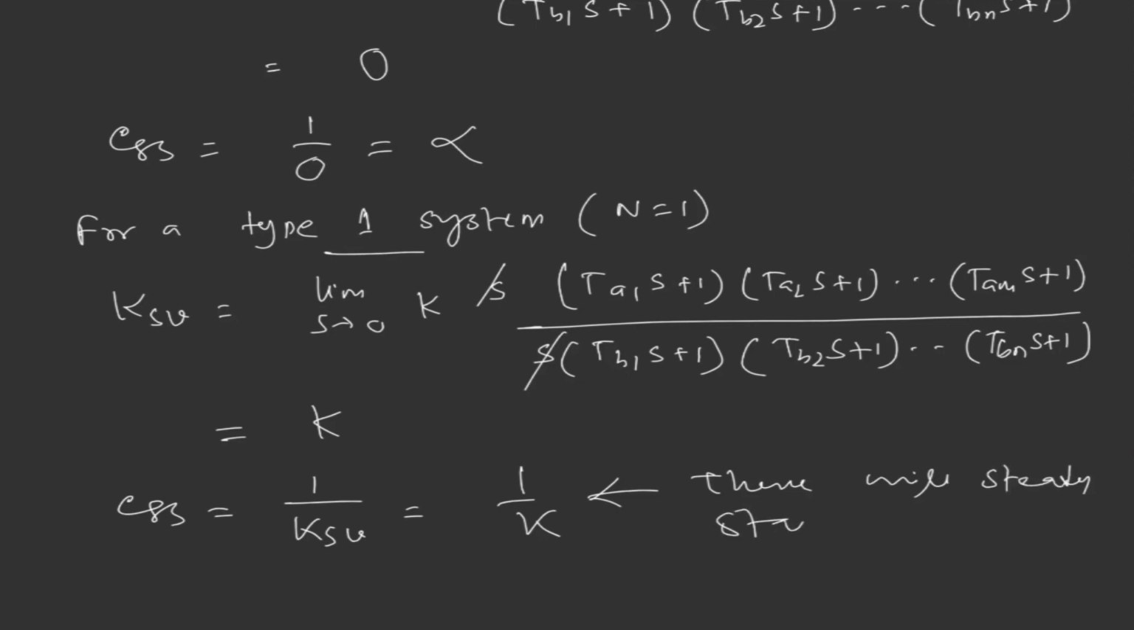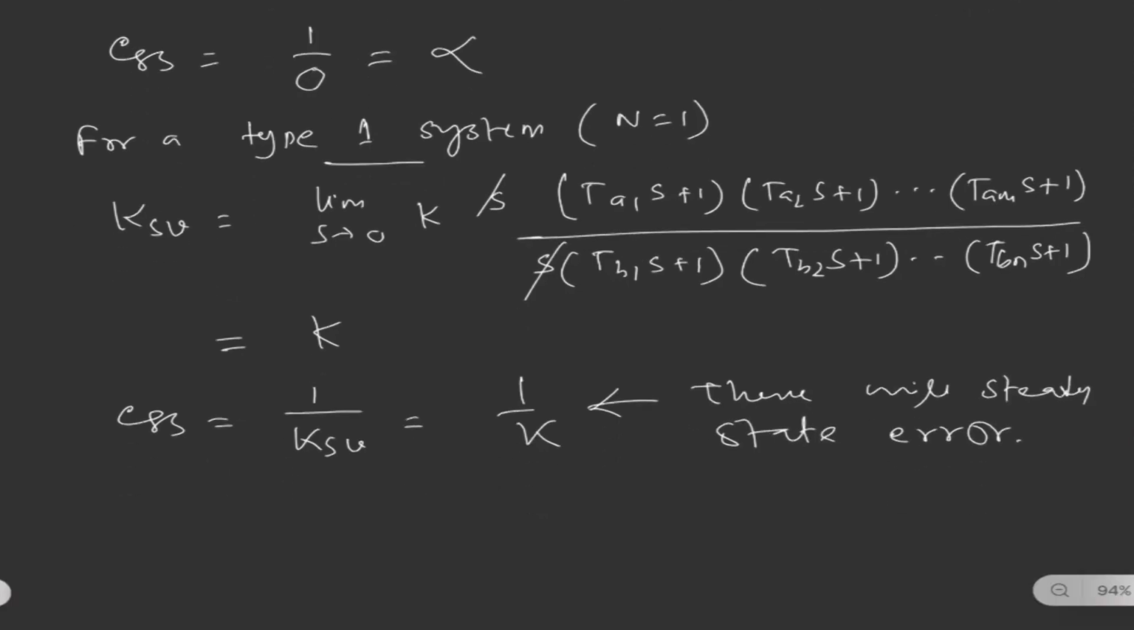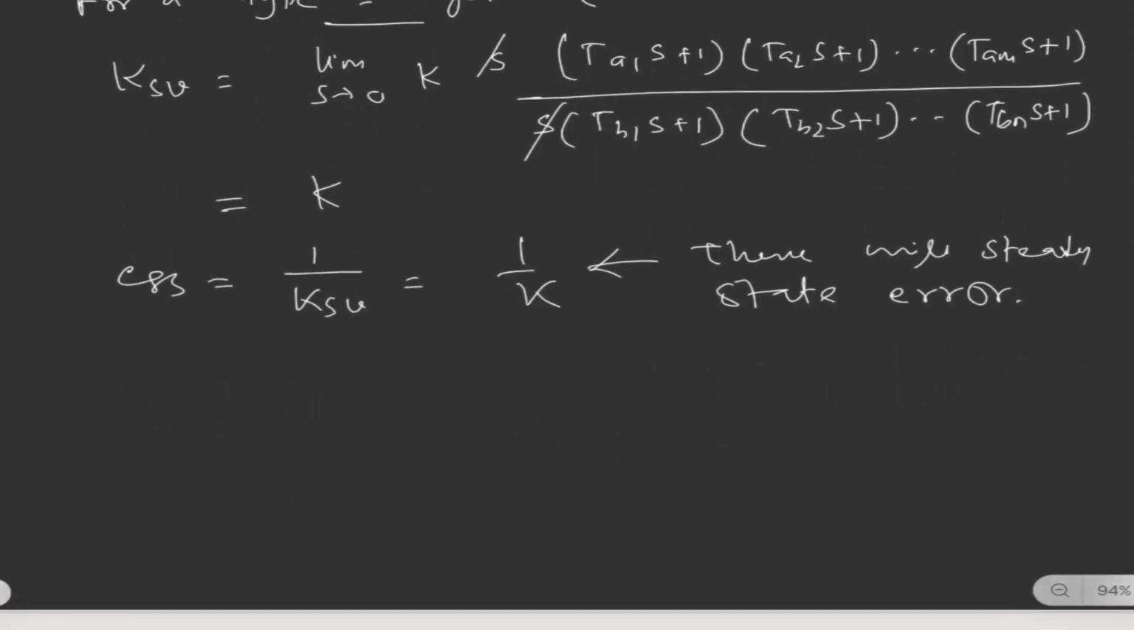Steady state error. Very important conclusion from this. Now let's look at the type 2 or a higher order system. For type 2 or higher order, n greater than or equal to 2. So let me write the case B.